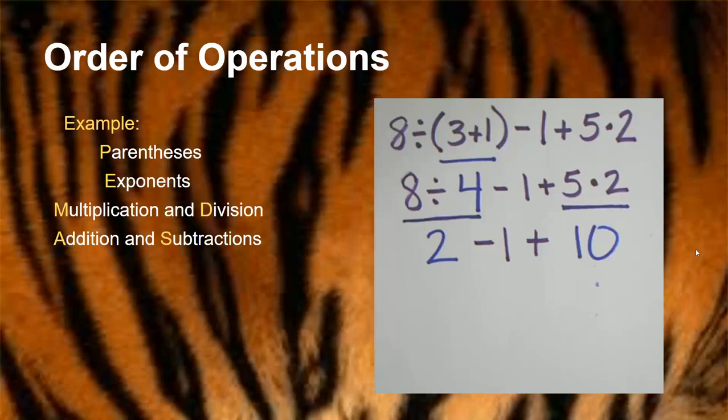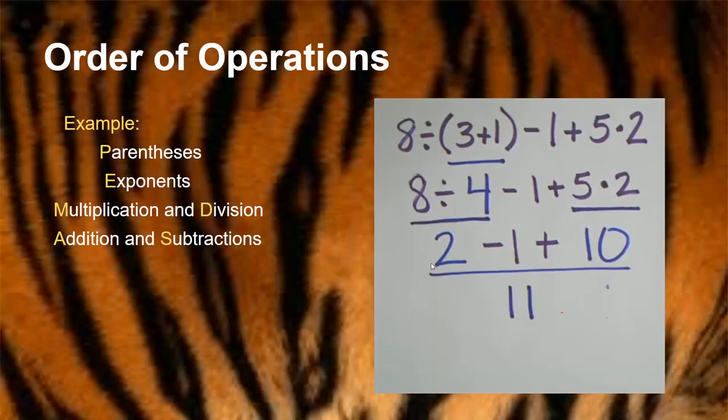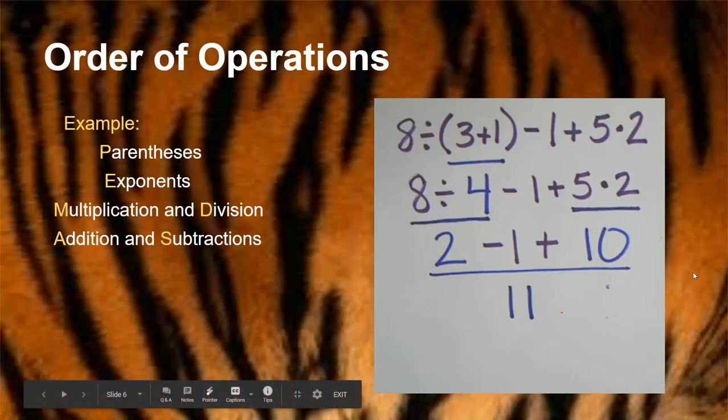Next, do addition and subtraction from left to right. So 2 minus 1 is 1. 1 plus 10 is 11. That's basic order of operations.